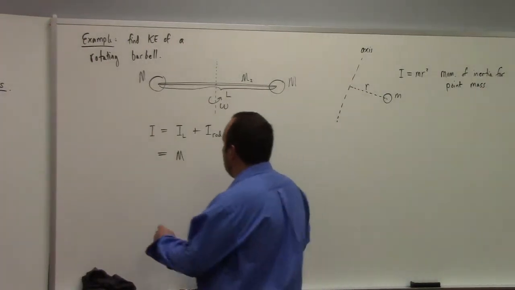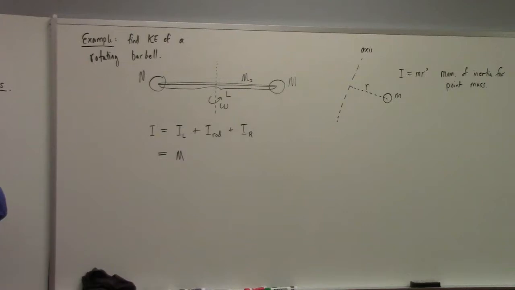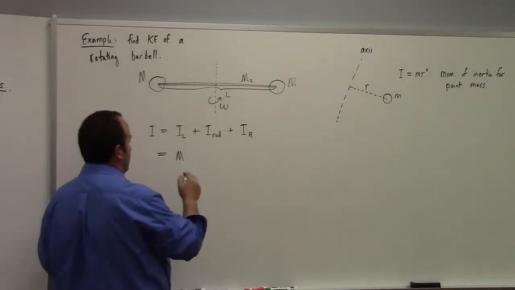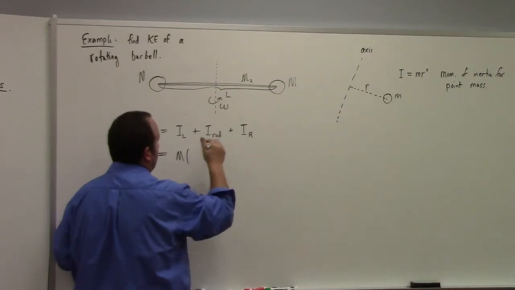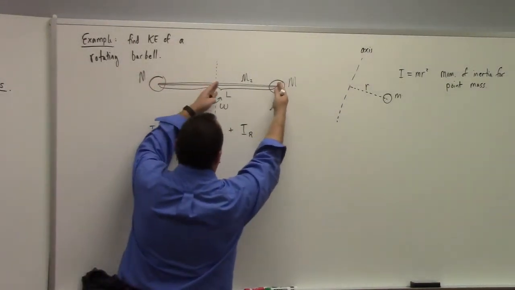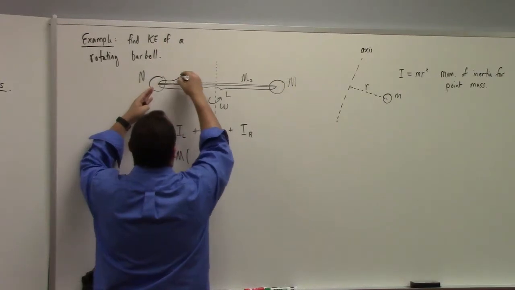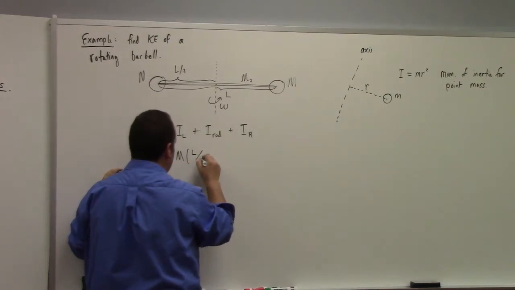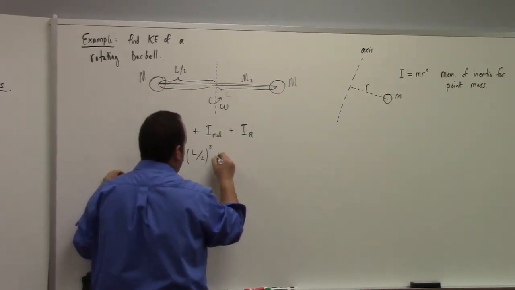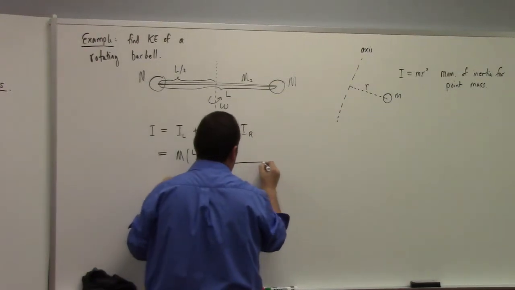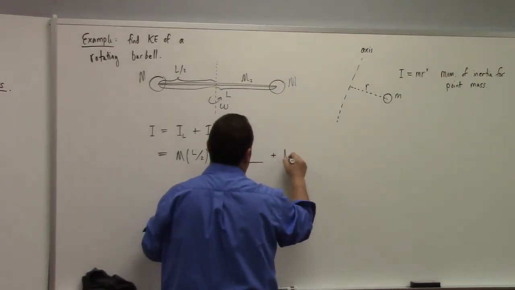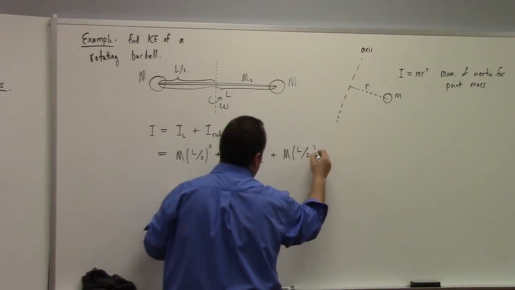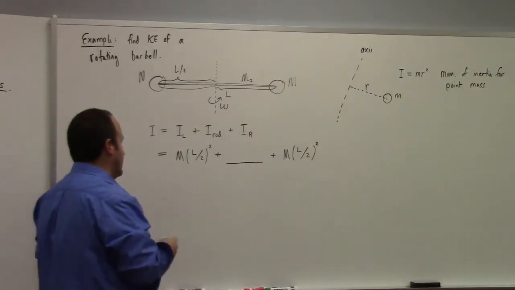So the moment of inertia for the left one, what's the distance from the axis? I'm assuming that we're in the middle of the rod, so how far is that? If the whole distance is L, what's this distance? L over 2. That's my R, so to speak, L over 2 squared, plus the moment of inertia for the rod, which I'll fill in just a second, plus, over here, m times again L over 2, because the other side is also the same distance away.